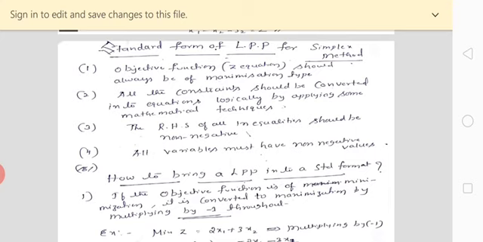Next, the right hand side of all inequalities should be non-negative. In a constraint, the value after the greater than equal to sign is called the RHS value. That RHS value should always be positive. If it is negative, it will be converted into positive by multiplying by -1.